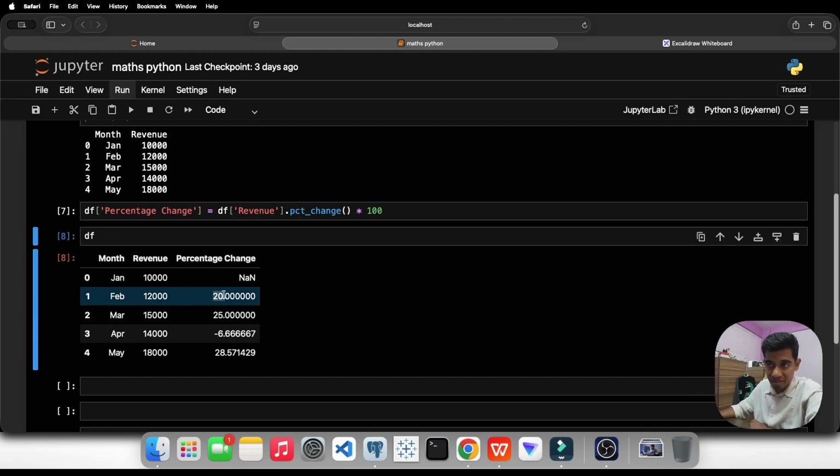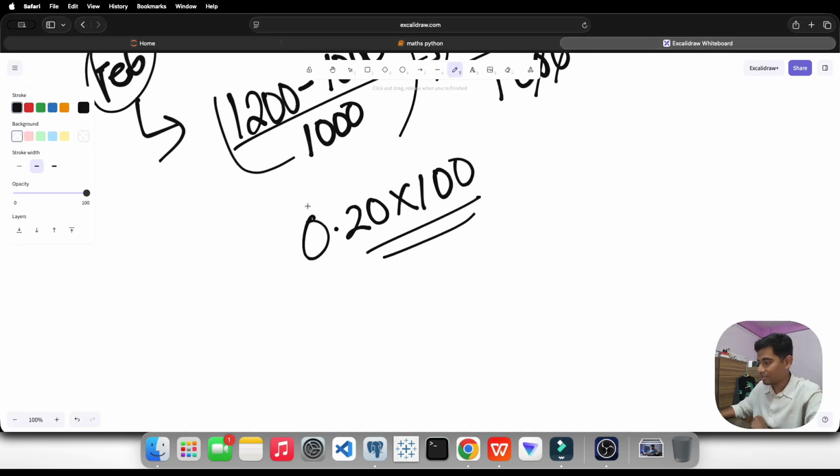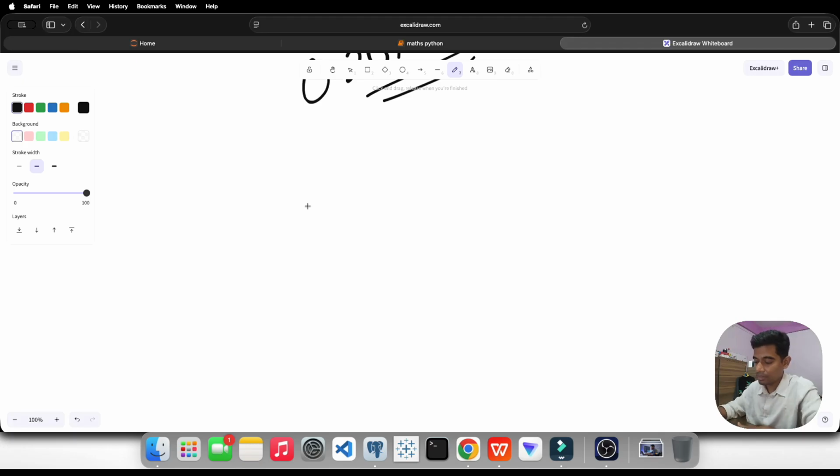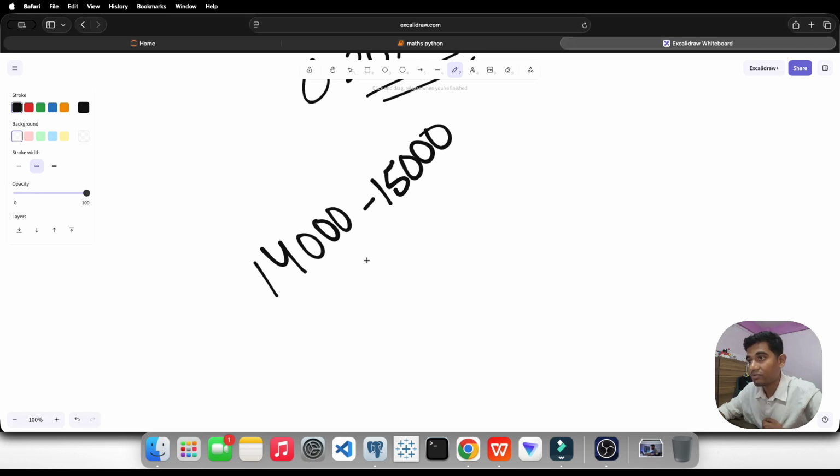So percentage change is what? 20% growth, 25% growth, and here you see 15,000, 14,000. There is a decrease in sales. So current value 14 minus 15 divided by 15 into 100, it will come in negative. So minus 6.6. Okay? I mean to say, current value is what? 14,000, previous value 15,000.